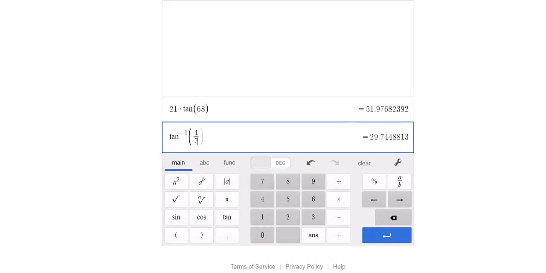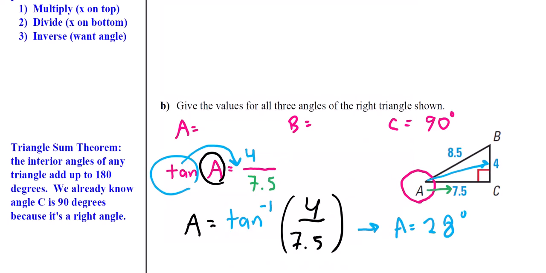We go back to the numbers. 4 divided by 7.5. Oops. Make sure that it's looking like we wrote it. And it comes out to be 28 degrees. Okay. So again, 3 techniques. You just have to know which one to use and when.